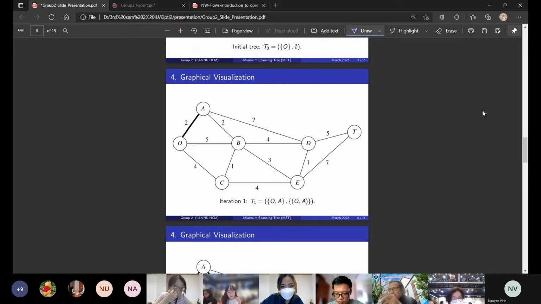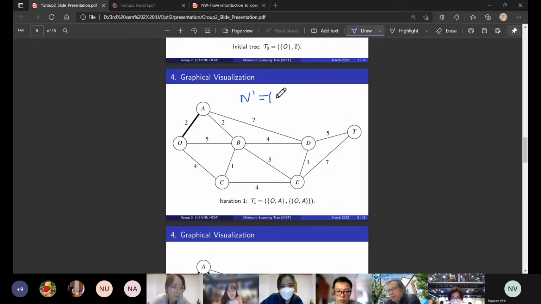And after that, from O, you only connect 3 points: OA, OB, OC. Is that okay? So of those, you choose OA as the shortest. So A is the next node. Is that okay? And now the set N prime, you have to write down, N prime now is equal to OA. Is that okay?